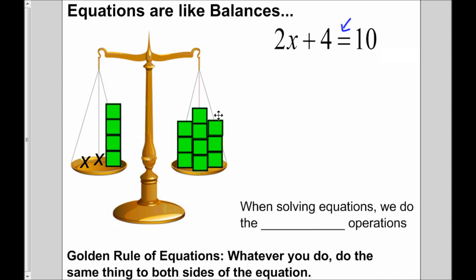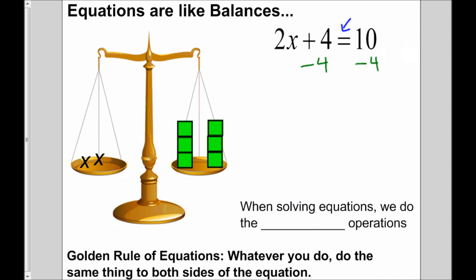It's always level. So here, I want to get rid of these 4 blocks. But the only way to keep the balance level is if I take 4 blocks from the right here. Poof, they're gone. Now I'm just going to write down what I did there. I took away 4 from this side of the equation, which we call the left side, and I also took away 4 from this side of the equation, which we call the right side.